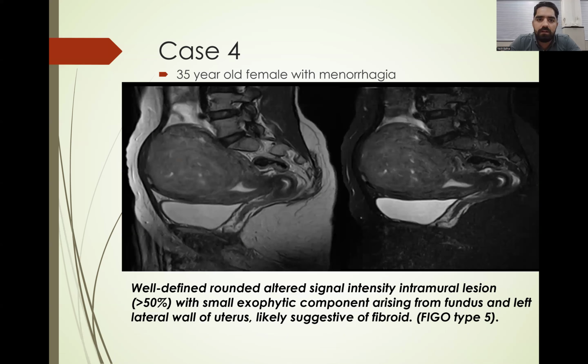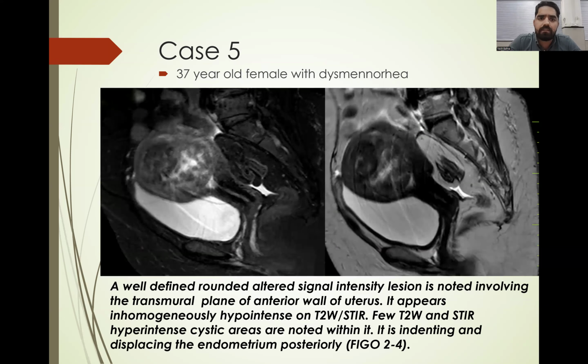Case 4 is a 35-year-old female with menorrhagia. Well-defined, rounded, altered signal intensity intramural lesion, more than 50% intramural, with small exophytic component arising from the fundus and left lateral wall of the uterus, likely suggestive of a fibroid, FIGO type 5. Case 5 is a 37-year-old female with dysmenorrhea.